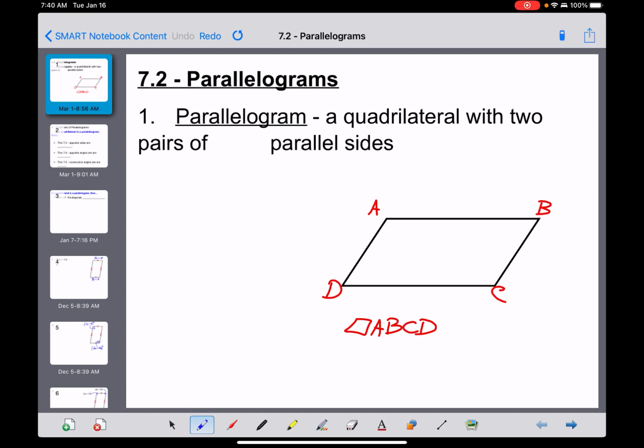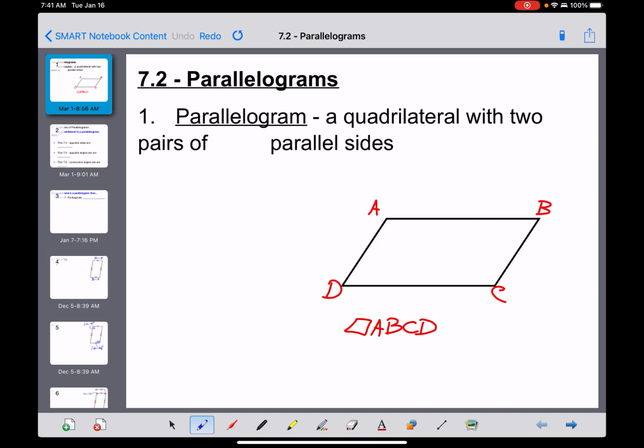Okay, geometry section 7.2 gets us into quadrilaterals, specifically parallelograms here. We're going to be talking about quadrilaterals for the rest of chapter 7, and parallelograms are a great place to start. So we begin with our definition of what a parallelogram is. It's a quadrilateral with two pairs of parallel sides.